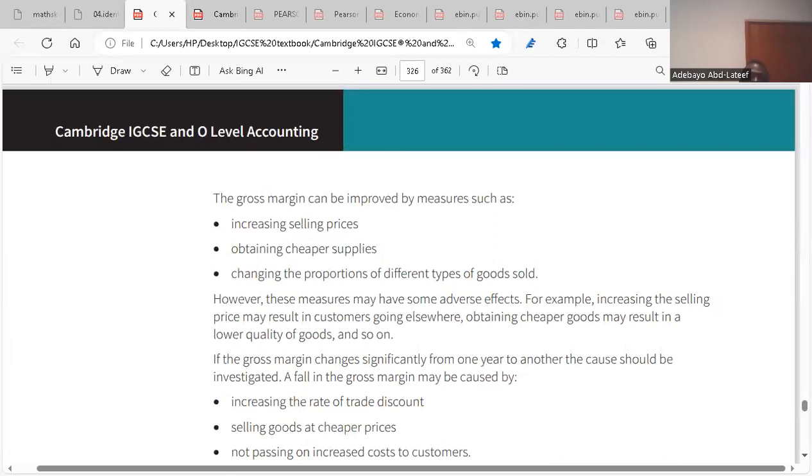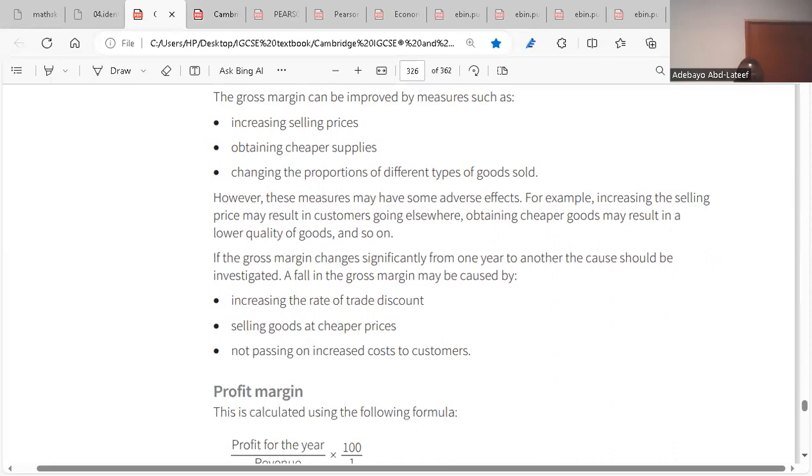A fall in the gross margin may be caused by, what are the reasons why we have a fall in gross profit margin? One, increasing the rate of trade discounts. When you continue to give trade discount because they buy in bulk, it will reduce your profit margin.